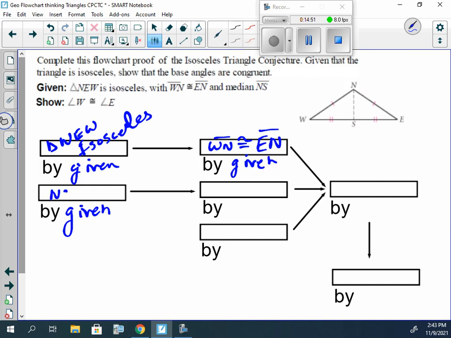Also given is that NS is a median. Now what this means is that NS connects a line from a vertex to the midpoint of the other side. So it's really telling us that point S is the midpoint. And if point S is the midpoint, it's telling us that WS is congruent to ES or SE. Well, this is just definition of median.